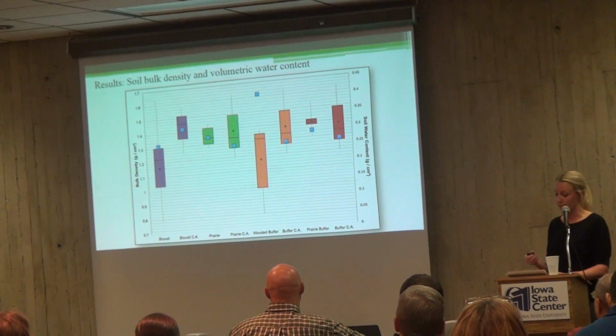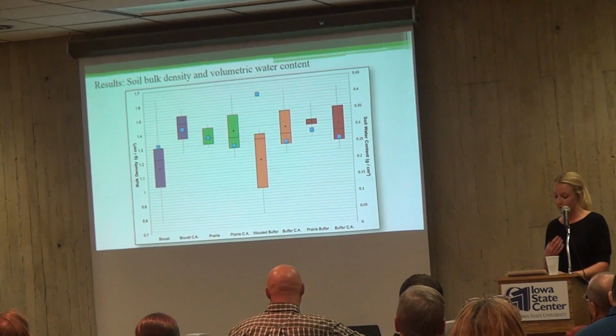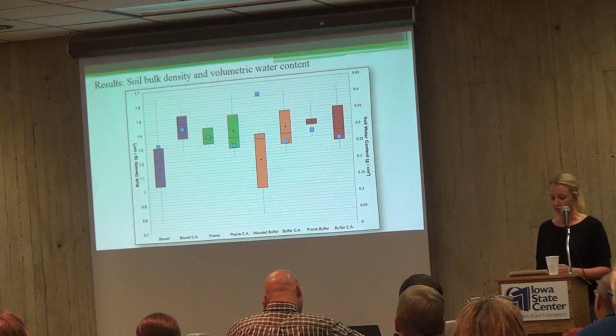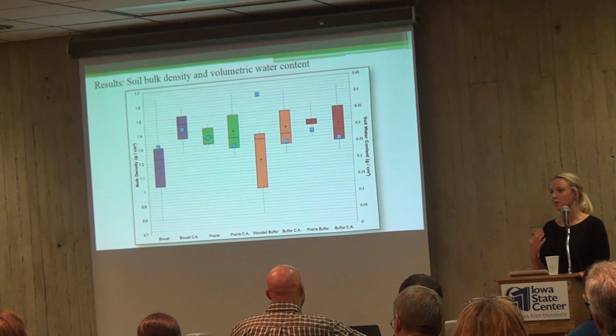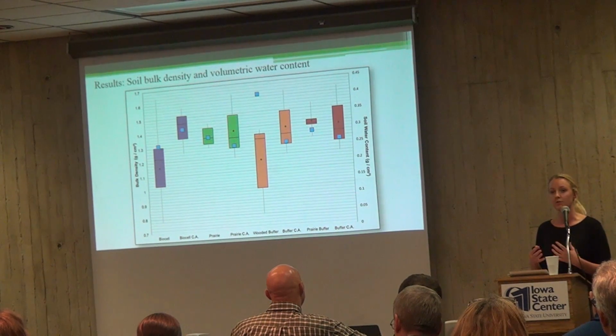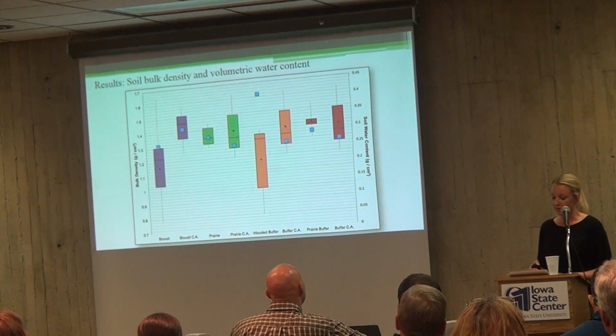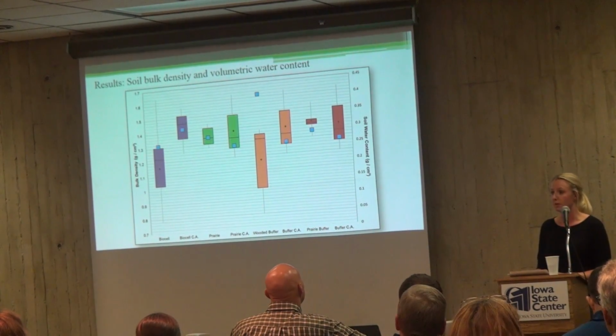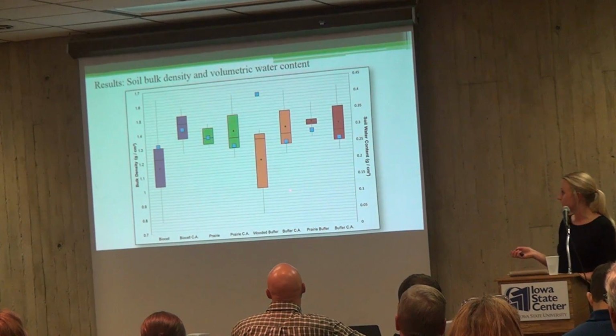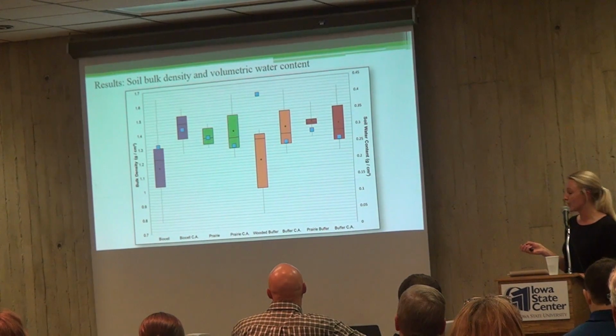Our bulk density measurements and soil water content revealed to us that there were areas of low infiltration and that these may be both a result of compacted soil as well as the native soil composition. We did find a somewhat strong relationship in the bulk density and the soil water content for both the biocell and the wooded buffer zones, so the purple and the orange.